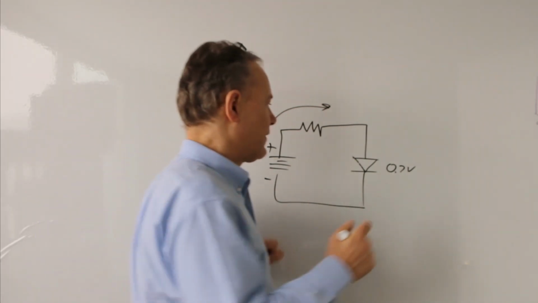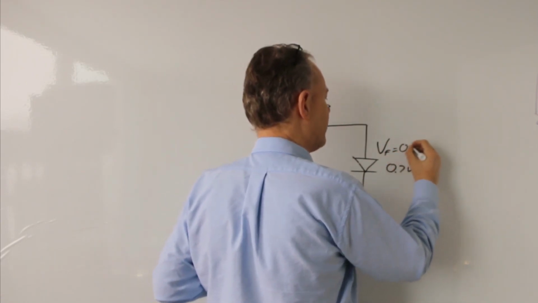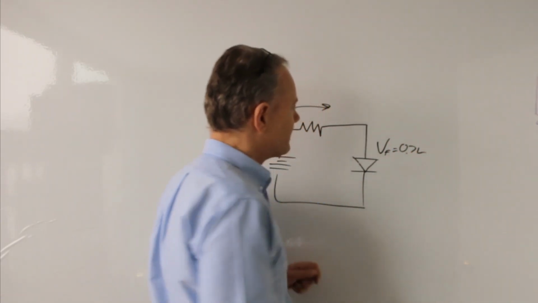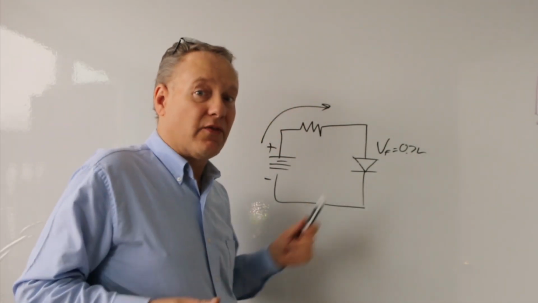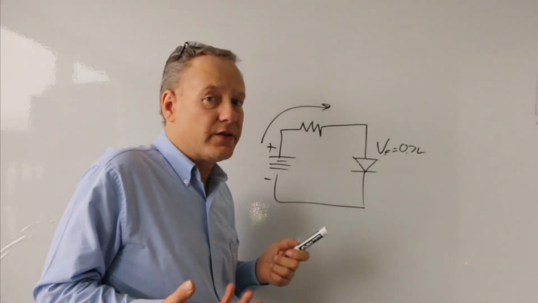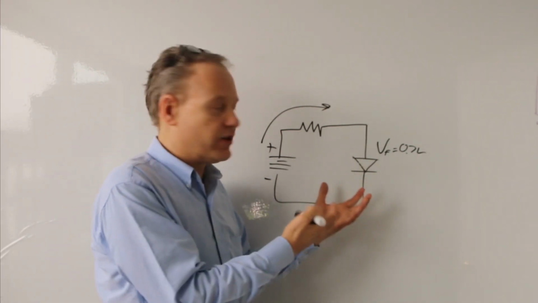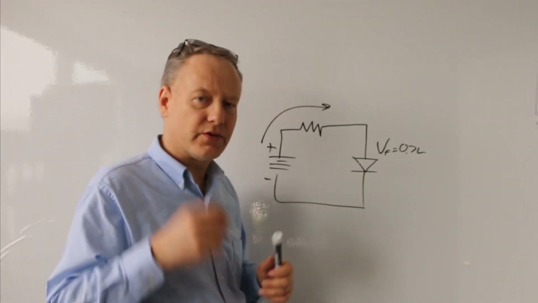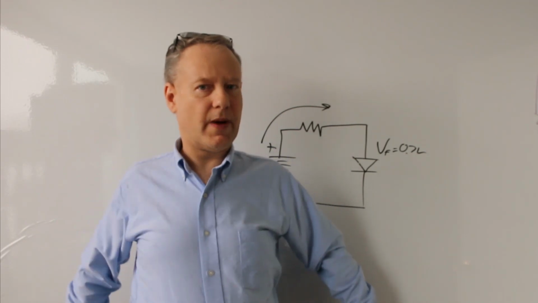Let me label that. So the voltage on this diode, forward, equals 0.7 volts. So that's the forward voltage. By the way, that's the amount of voltage that it uses. Now, voltage is energy, right? So that's the amount of energy that it uses to actually stay open. So just imagine that door again. You're holding that door open and you're using a certain amount of energy.